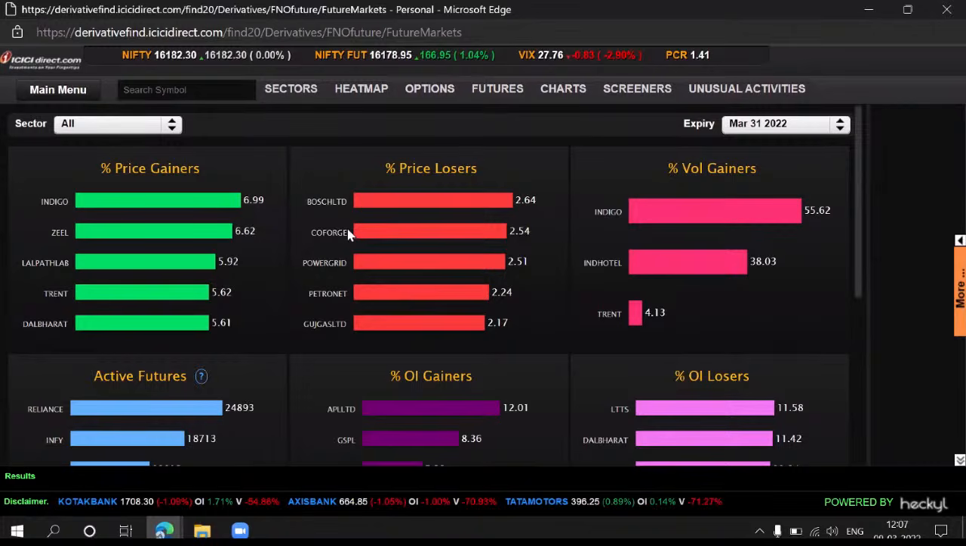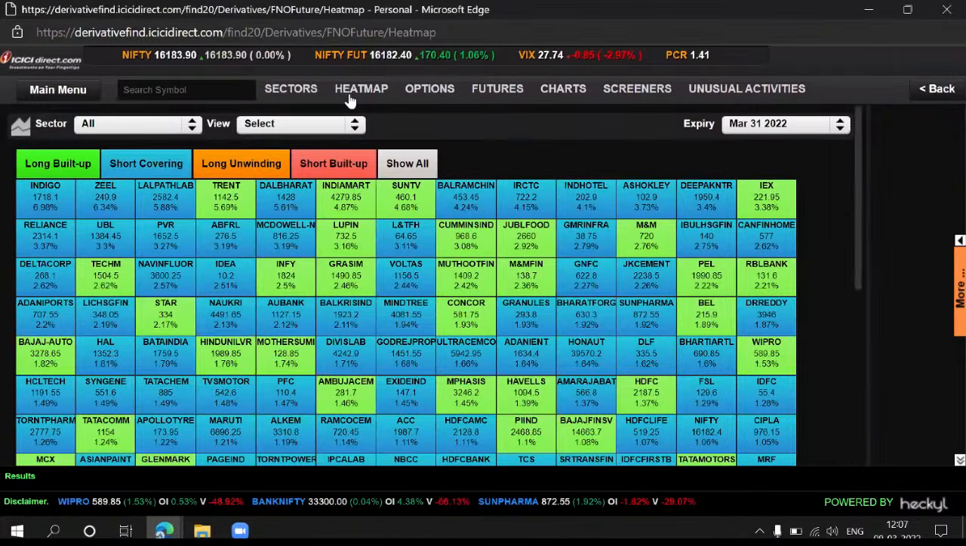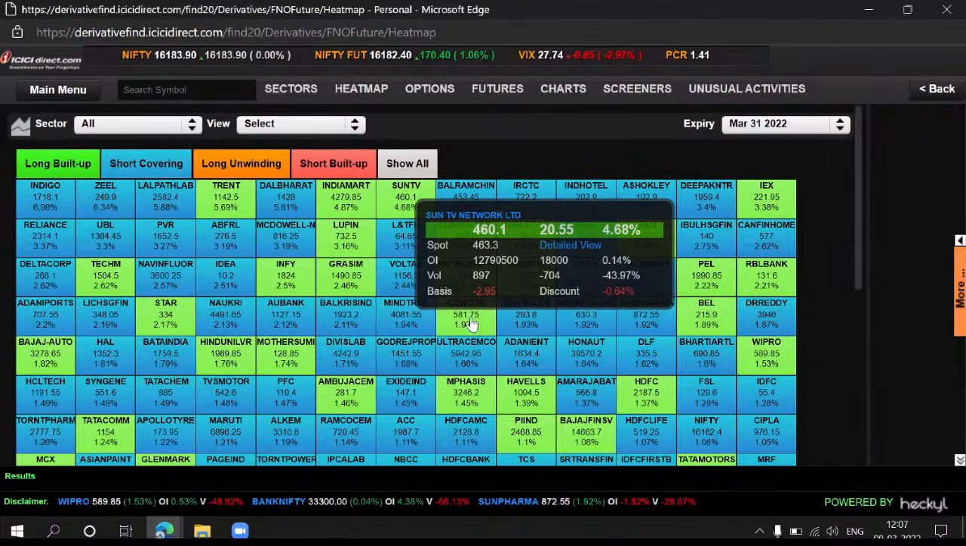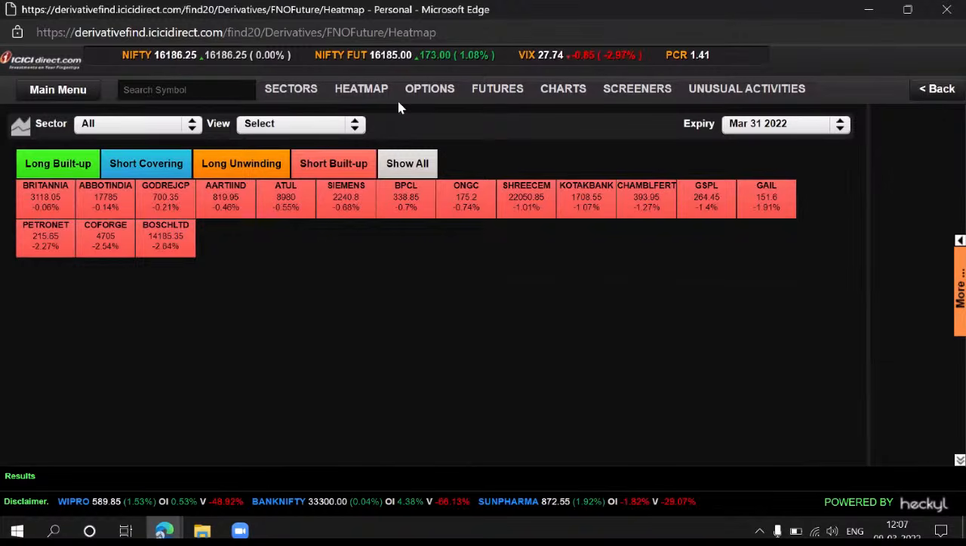Darshan, click on heat map. On the heat map, you will see, let's say you want to see the short build up or where the long build-ups are happening. So all this information is available to you. We'll also show you certain of the activities.